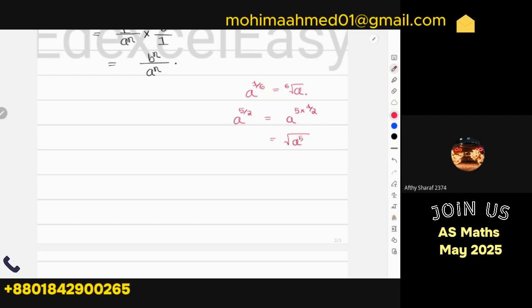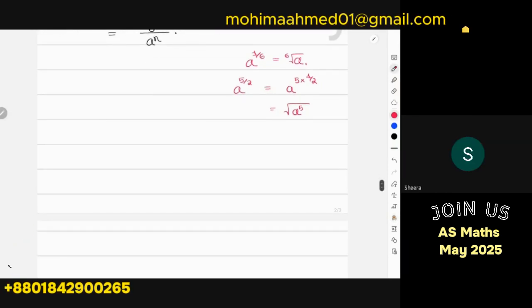It doesn't matter if you write 5 over 2 or root a to the power of 5, they both mean the same thing. I hope that's clear. I'm just separating the denominator and I can understand this is the square root of the base. I'm just writing square root a to the power of 5. Is there any problem till now? No, teacher. Okay, if there is no problem, then try to find out this one.